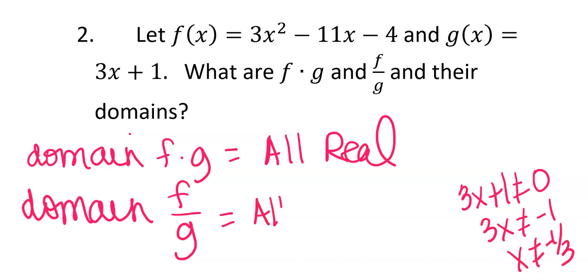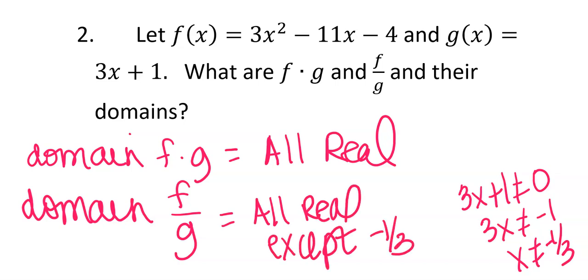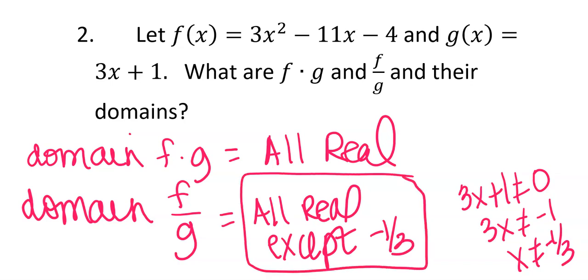So all real except negative 1/3. And that would be the division one. So the multiplication one, a lot of times it doesn't matter. I can't think of one, unless you have a square root there. If it's x squared, x cubed, the positive, negative part wouldn't matter. It's if you have square roots there. For the division one, it's whatever is on the denominator. That's the one that's going to define what you have.